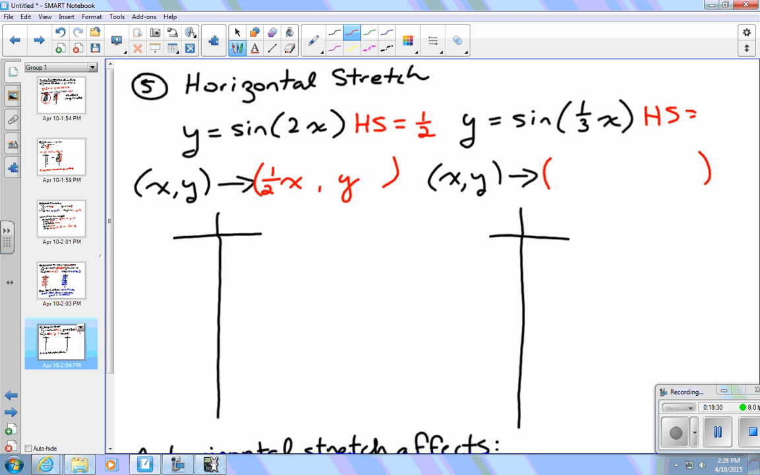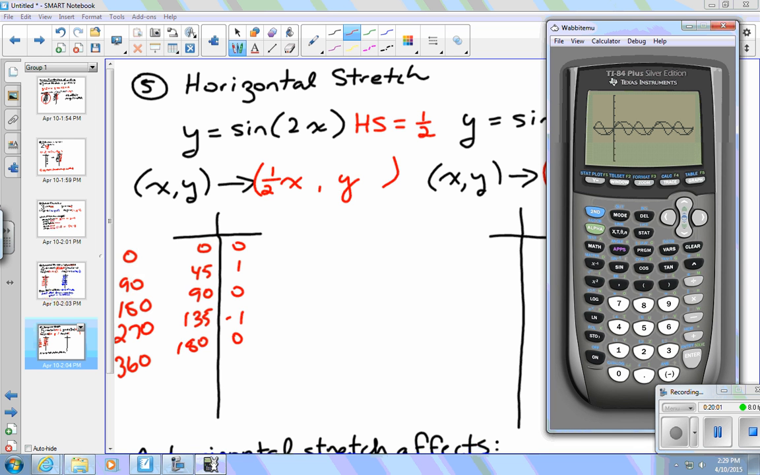So if you think of our original values for x, our new ones are going to be half of that. So 0, 45, 90, 135, and 180. But our y values stay the same, 0, 1, 0, -1, and 0. Okay, so make your predictions for our second example here. And let's put it in and confirm those predictions, okay?